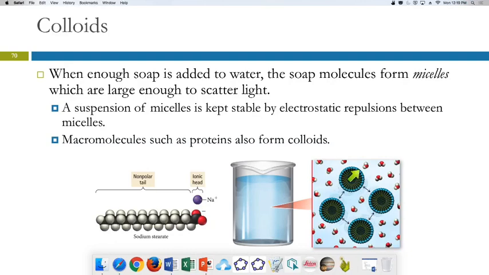They're significantly bigger than the water molecules, but because they have electrostatic repulsions between them, they're not going to come together and form one big layer or anything. They're going to stay separate macromolecules.